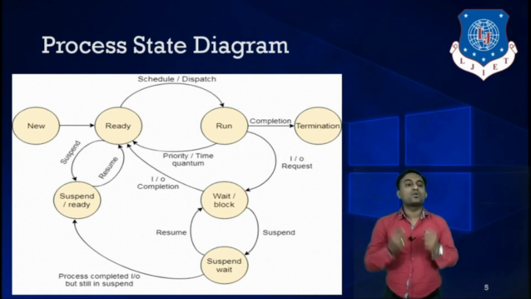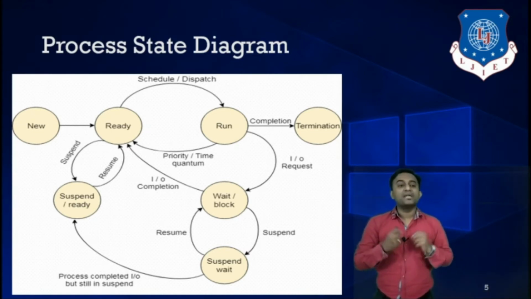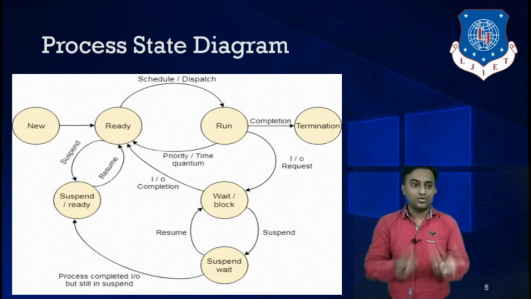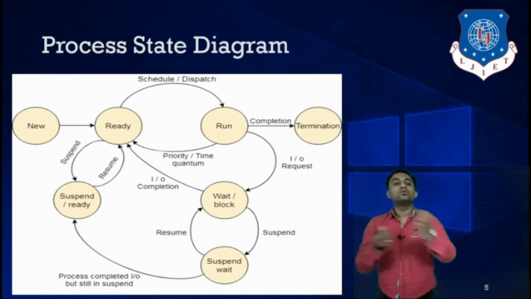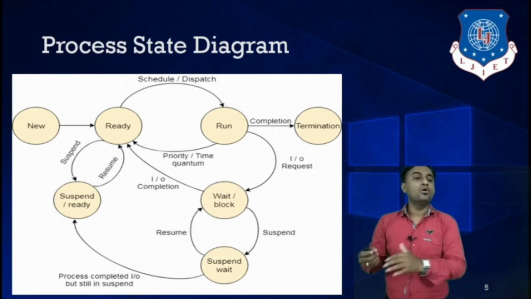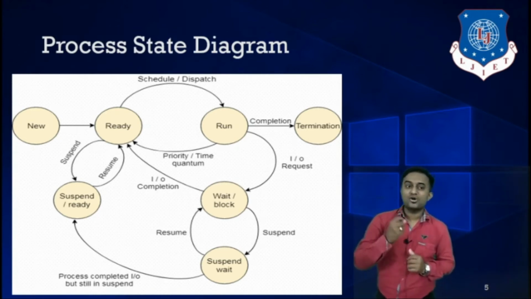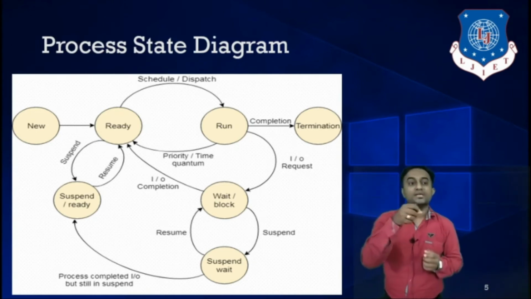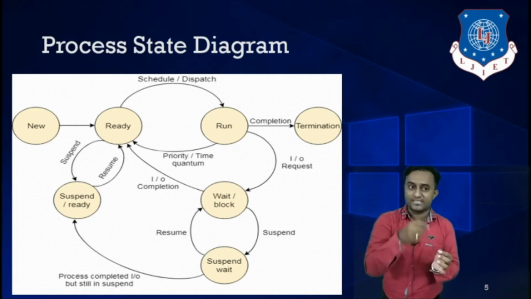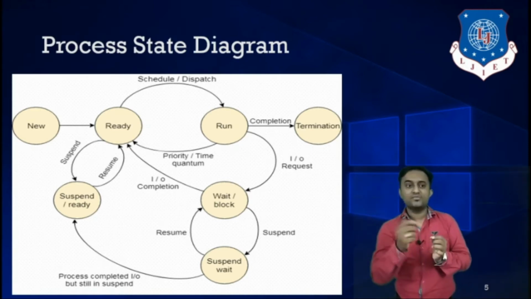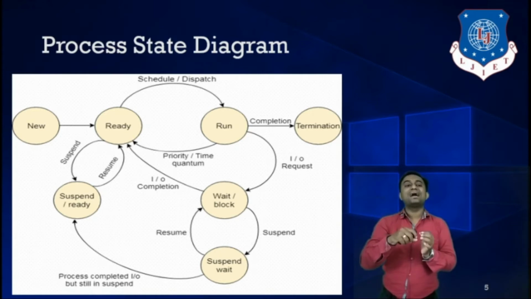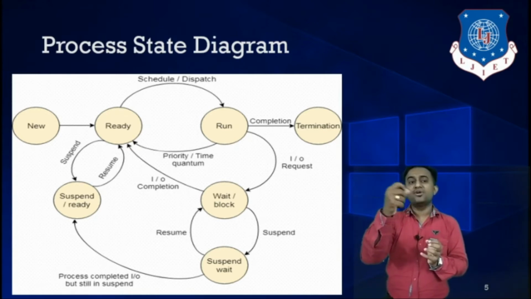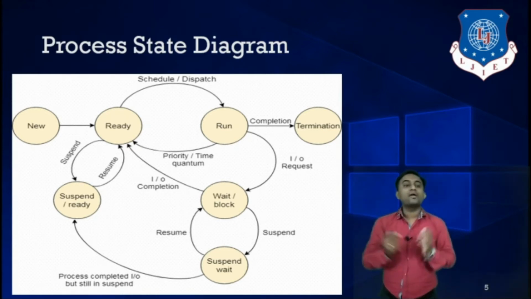The dispatcher is one type of program. It simply switches the process selected by the scheduler from the ready queue to the running state, and from running back to the ready state. That is the task of the dispatcher. The scheduler simply picks one of the processes from the ready queue which is ready for execution, and the rest of the task is performed by the dispatcher. The dispatcher picks that process and gives it to the CPU for execution.